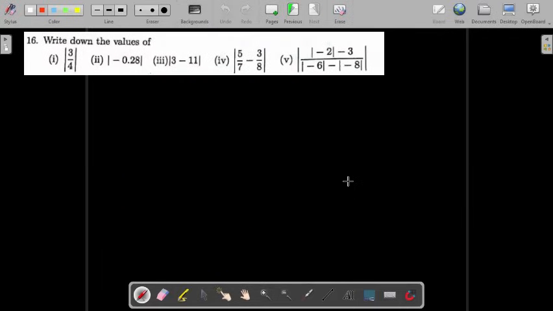Okay, I think this is the last set of our questions. Write down the value of the following. Now I'm going to ask you for question 1. What's the value of that? Anyone to tell me what's the value of this? So those things you're seeing there, that's just the modulus. So what's the value of the modulus of 3 over 4?